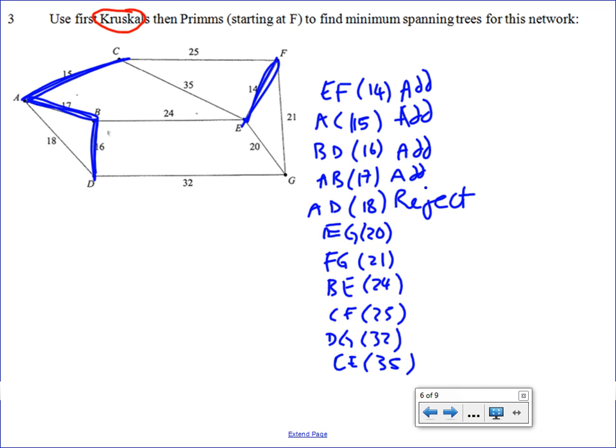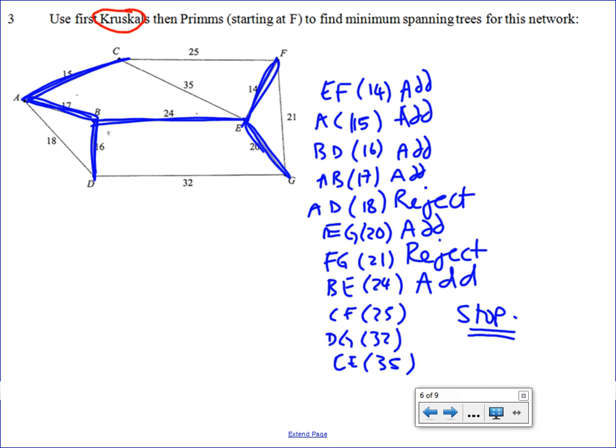E to G, we can add. And F to G we can't add, because that would create a cycle. B to E we can add, and then we're done. And the total weight is 106 meters or whatever it is.